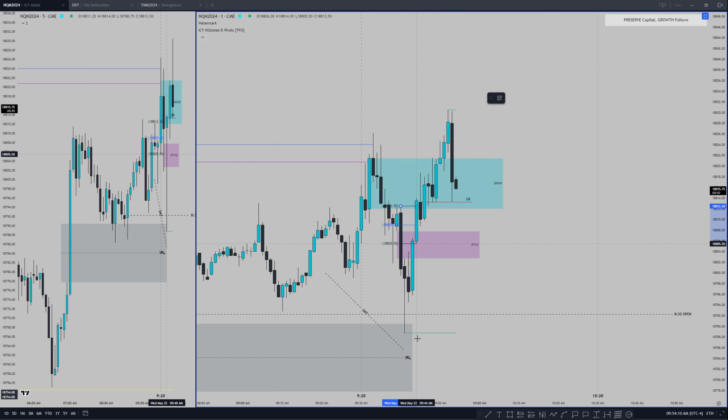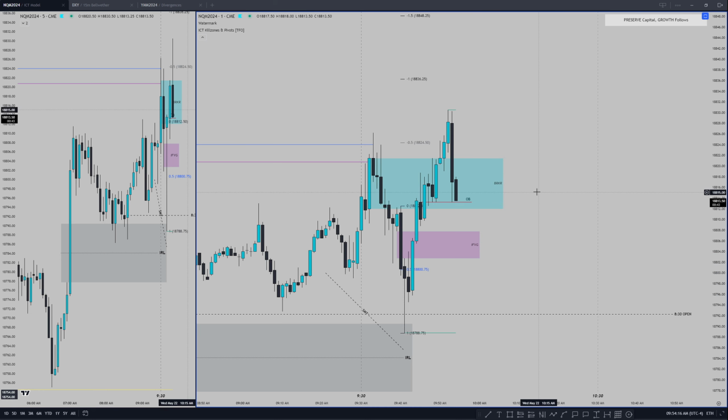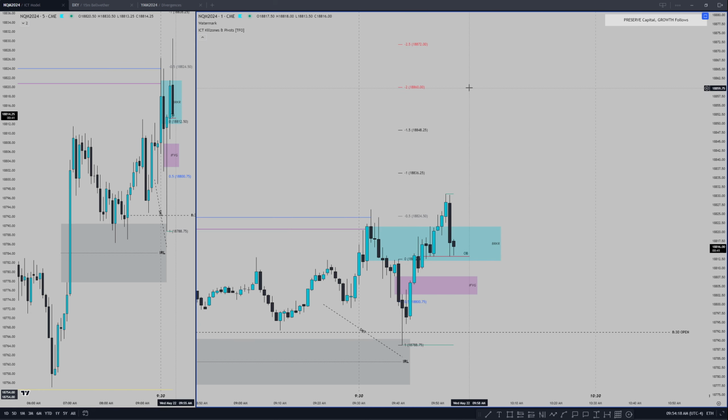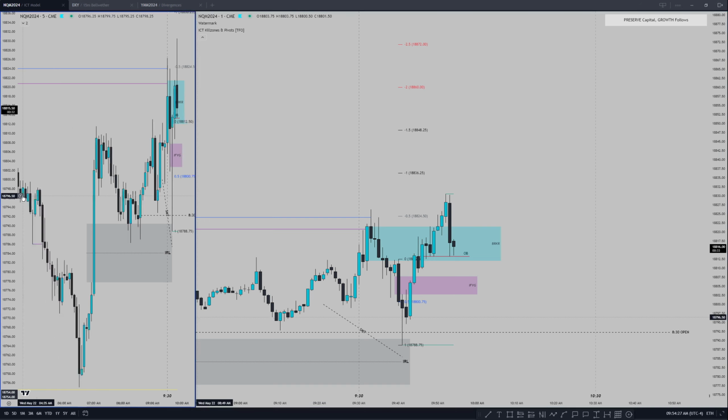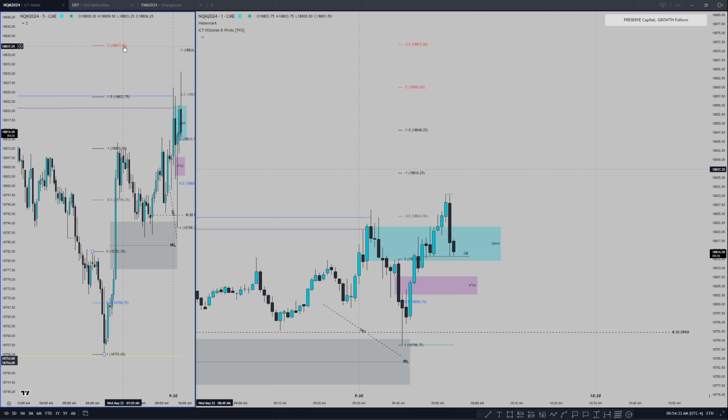Fib measurement. Let's take a look. Up to 18,860. Good, 50 points away, even on the fib. Let me look at the 15 fib. 37. 18,837. I like that daily range better.